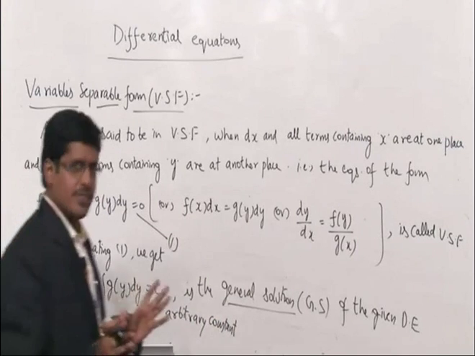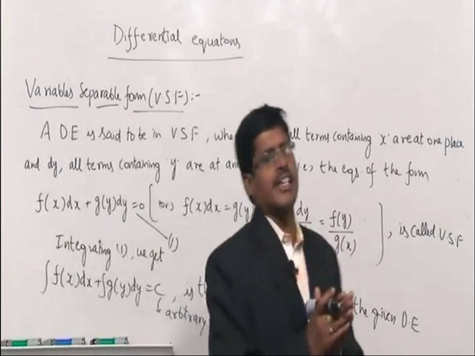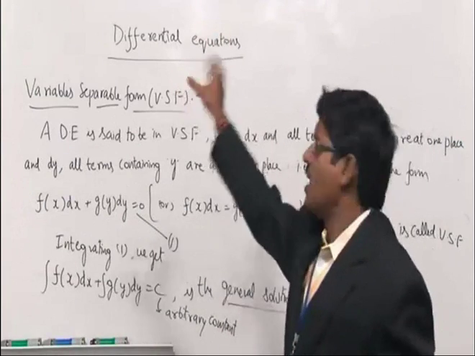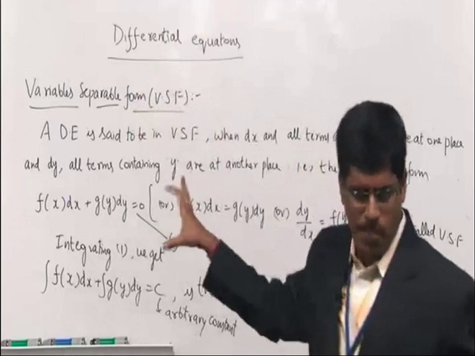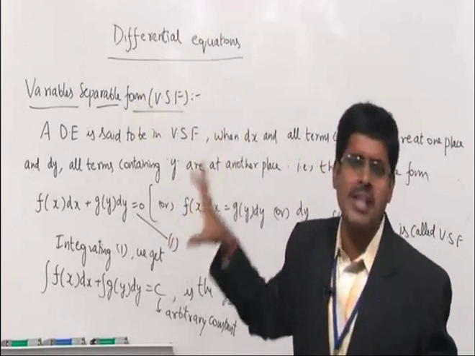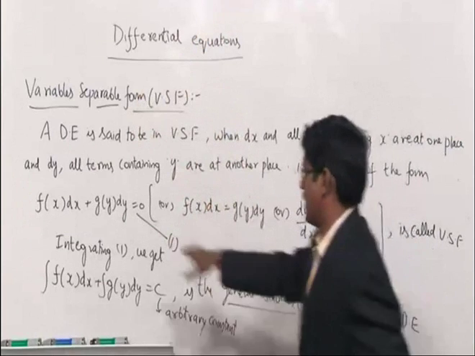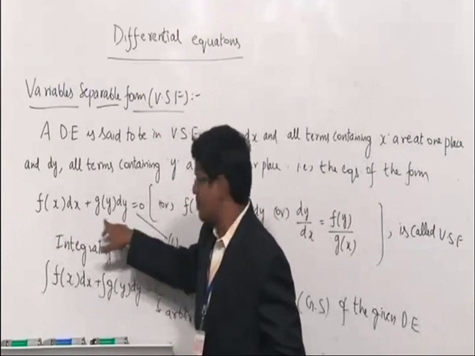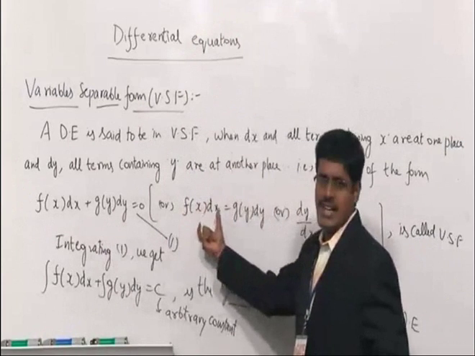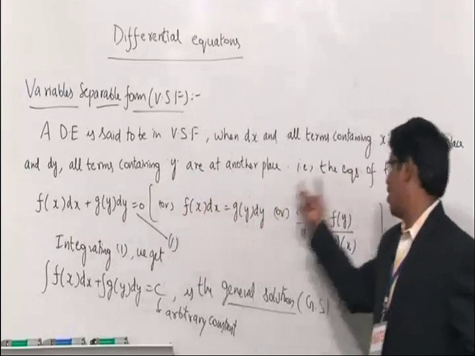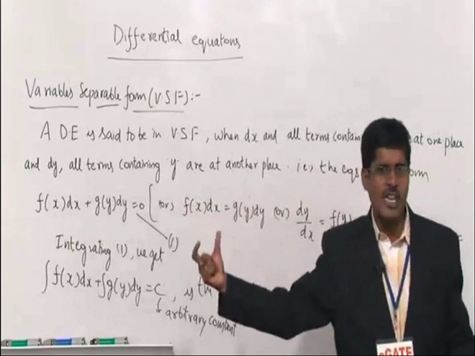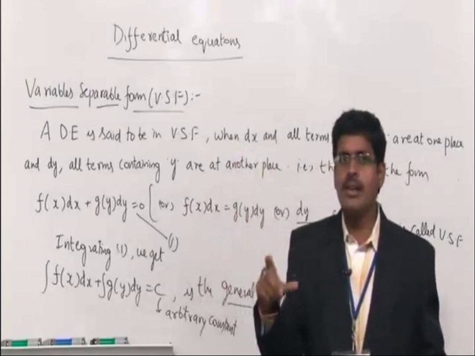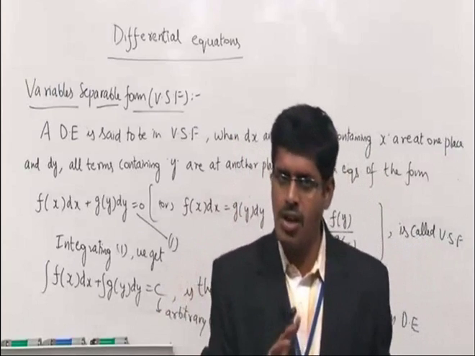So the first order differential equation, first rearrange the terms of the equation and bring into the form dx, all terms containing x are at one place, dy all terms containing y are at another place, just like f of x dx one place, g of y dy second place. Here left side x and dx, right side y terms dy are like this. Any of these form is called variable separable. Once you bring the given equation into such form, that is called VSF.